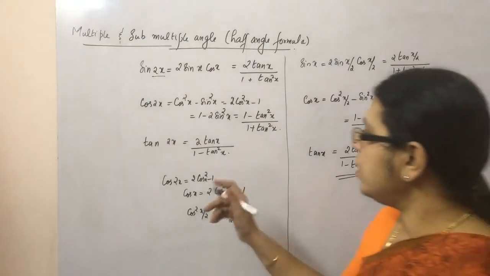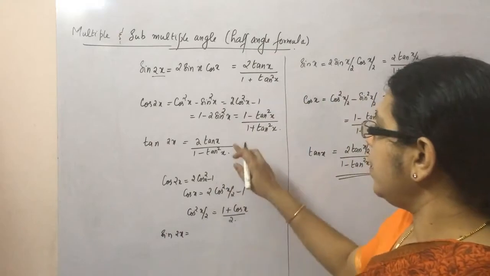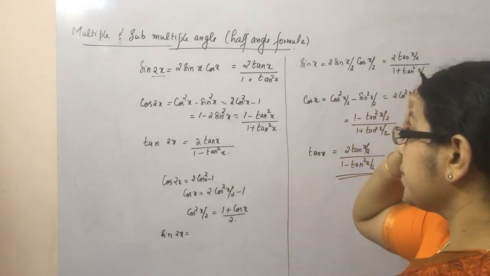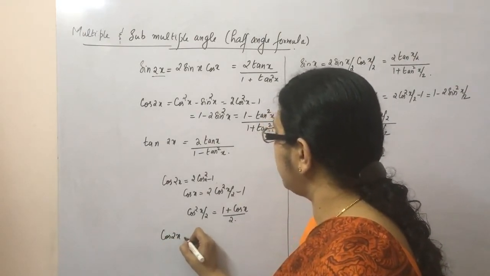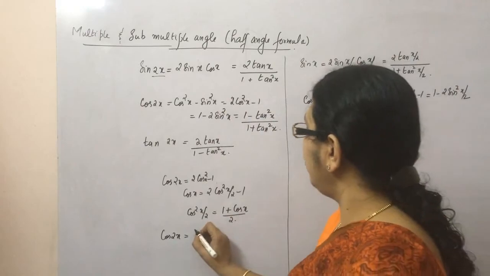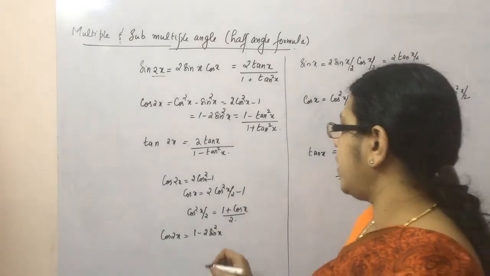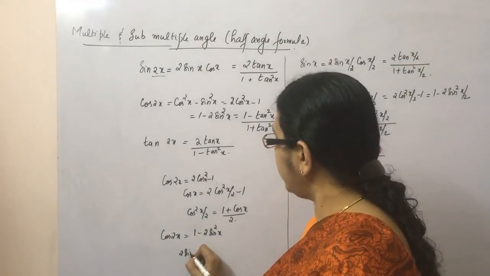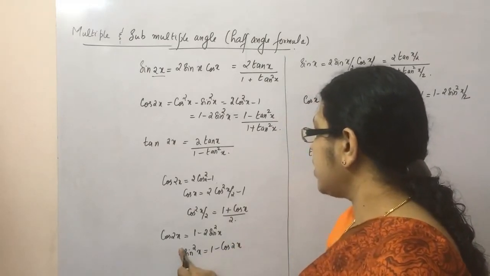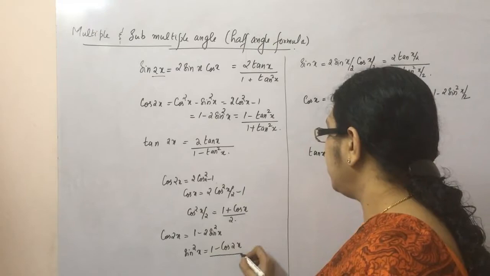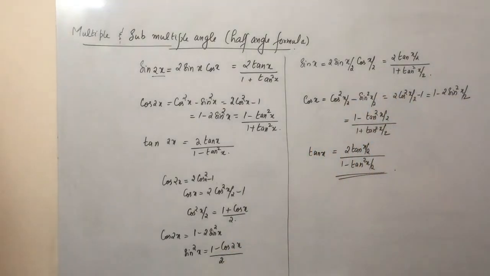Now similarly, sin 2x. In terms of cos 2x in terms of sin x, I can write this as 1 minus 2 sin squared x, correct? So 2 sin squared x is equal to 1 minus cos 2x, or sin squared x is equal to 1 minus cos 2x by 2.